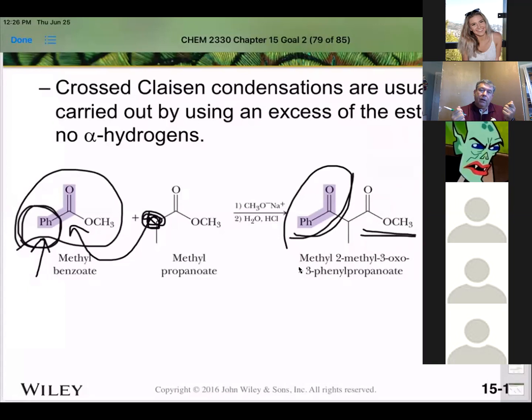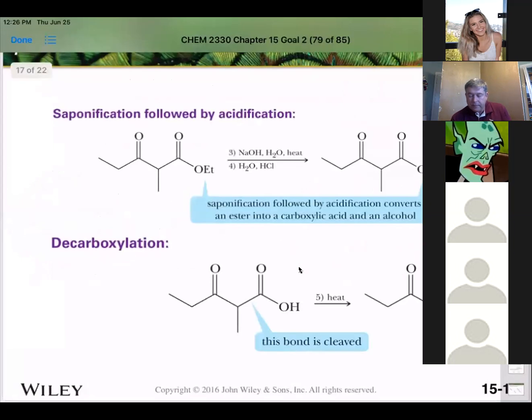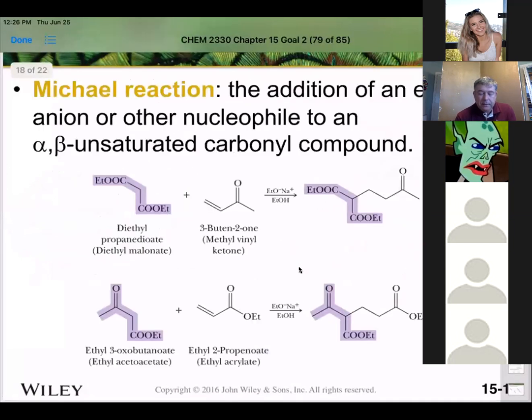So aldol, Claisen, cross aldol, cross Claisen, and the next one is the Michael. And you can recognize the Michael addition because one of your substrates is a diketo species, and one of your substrates is a ketone or ester plus a double bond.